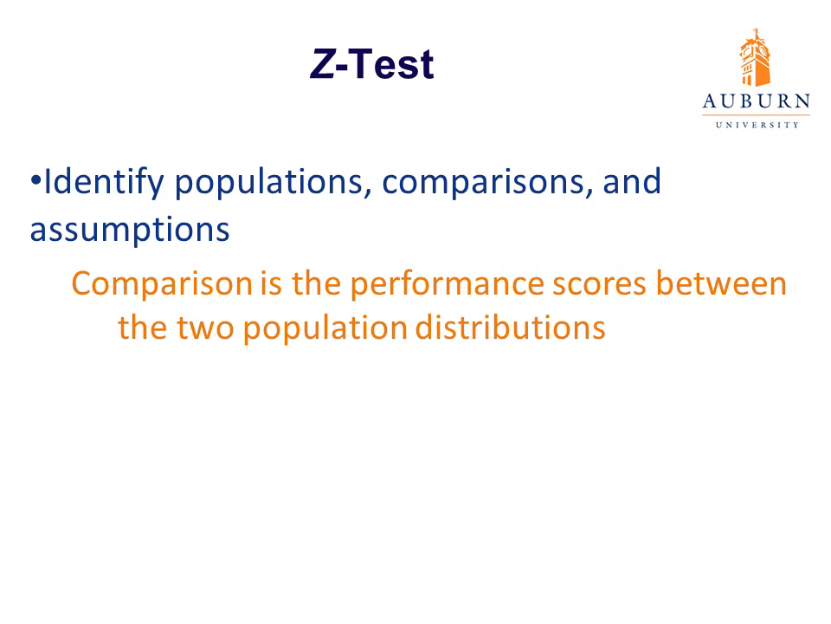The comparison itself will be the performance scores between the two population distributions. The population distribution of performance scores based on the old training versus the performance scores on the population distribution of the new training.